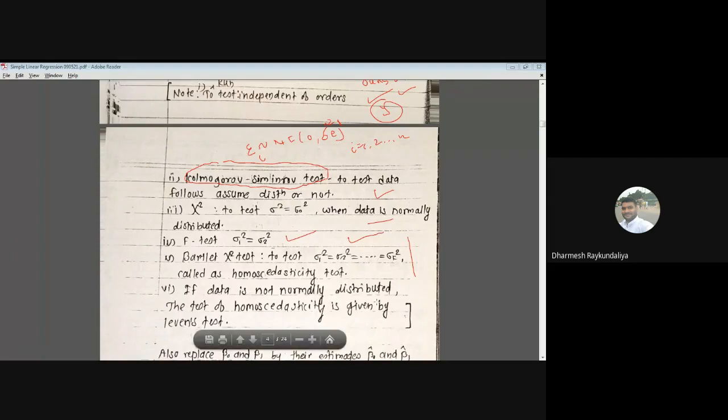If data is not normally distributed, and you wish to test the homoscedasticity, then the test name is the Levene's test. Just for your knowledge, it is not part of our syllabus.